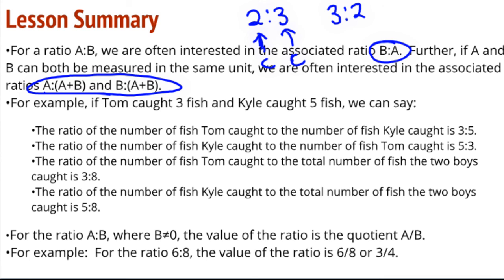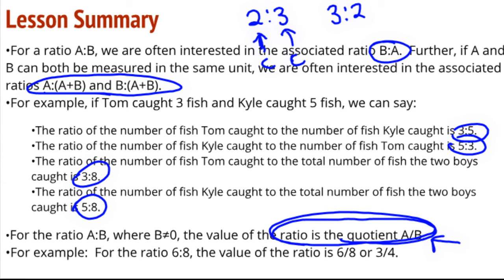If Tom caught 3 fish and Kyle caught 5 fish, we've got the ratios that we generate from this, part to parts and part to wholes. And then we have a statement of what is the value. For the ratio A to B, where B cannot be 0, the value of the ratio is the quotient of A divided by B. The value of the ratio is the division problem. So 2 divided by 3, or 2/3.